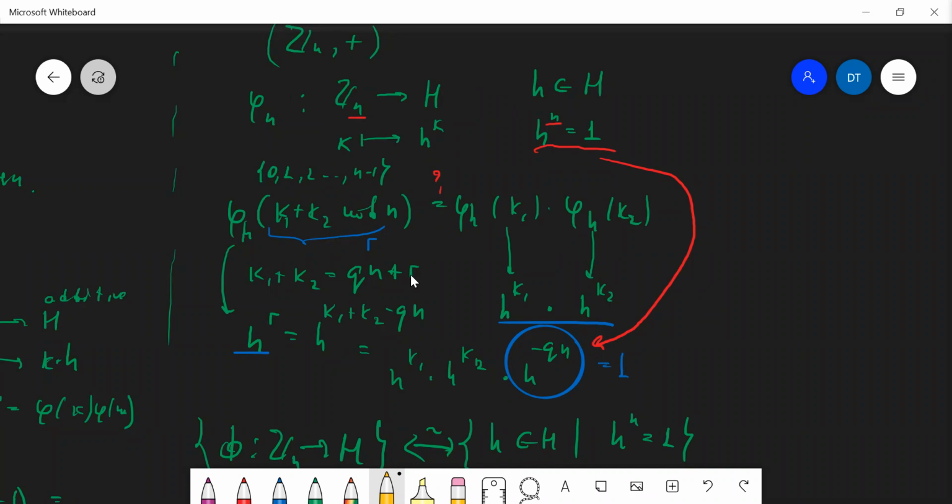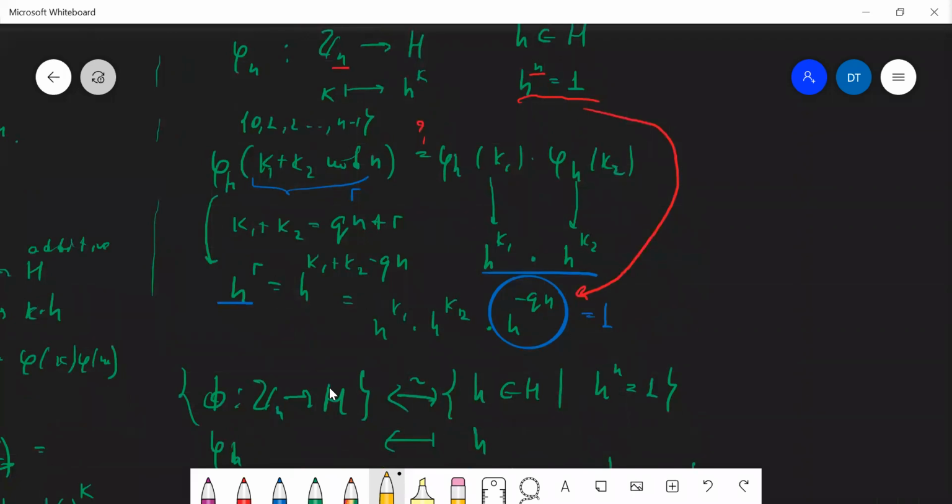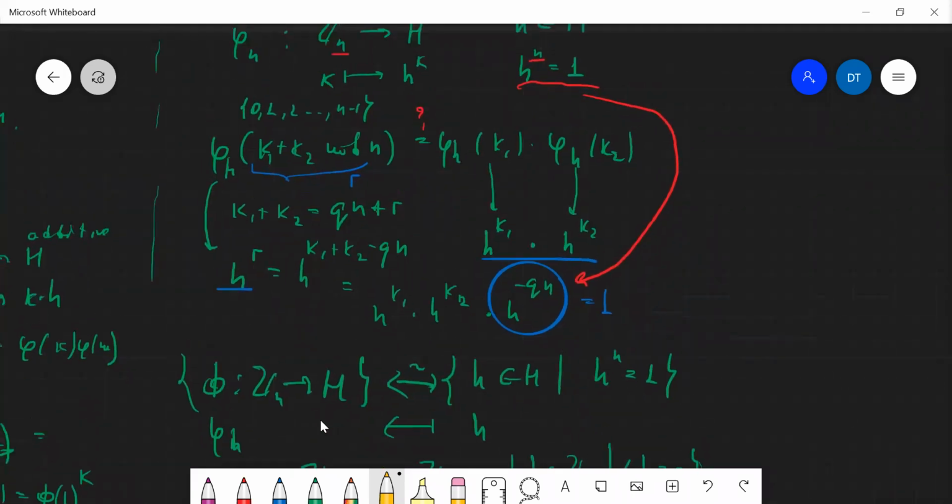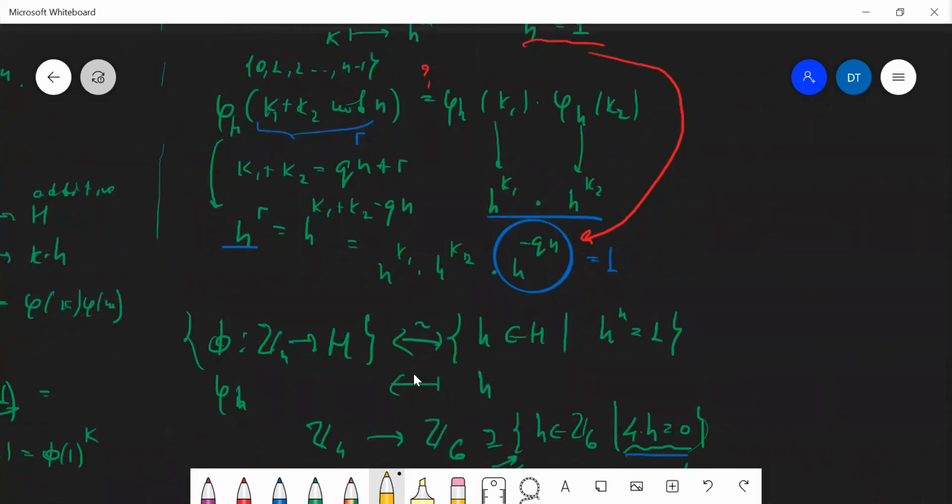Okay, so it implies that we have an arrow from the right to the left. Yeah. And actually, this arrow is injective because h is the image of the element 1. So if 2 homomorphisms take the element 1 to different elements, they are distinct.